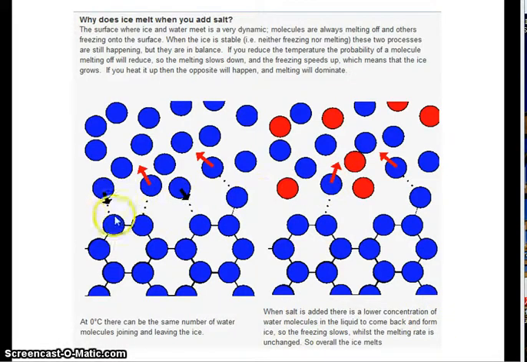And so in this left-hand slide, you see two of the water molecules are joining the crystalline structure of the solid water. They're freezing. But there are also two that were frozen, and they're leaving that frozen crystalline structure and joining the liquid water. So it's an even keel. The same number join and leave the solid ice structure.